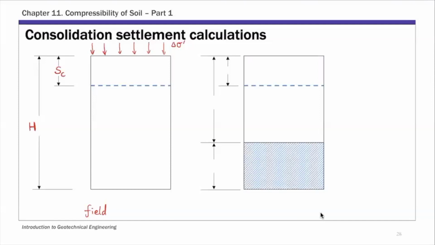So we're focusing on this primary consolidation. So that's why the deformation I use SC here. So that's basically the change in height or thickness. Okay. So this is the field. So this is our clay layer.